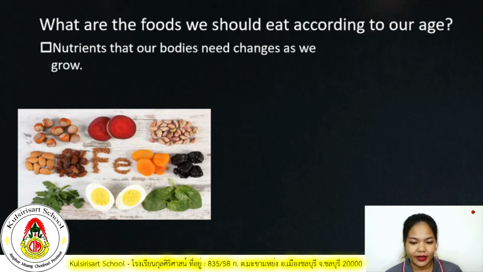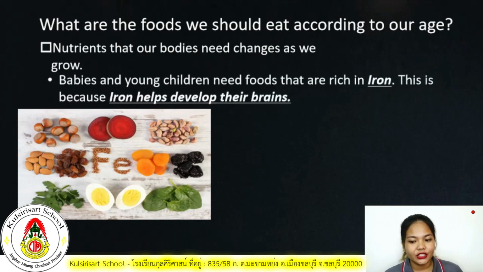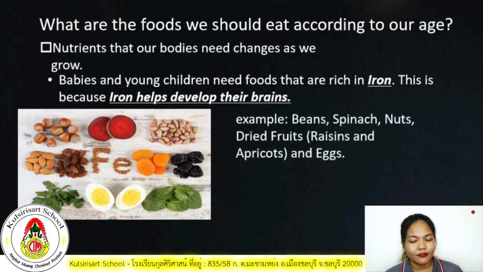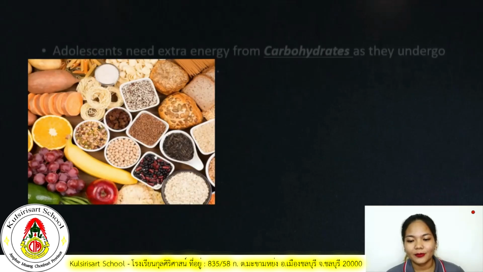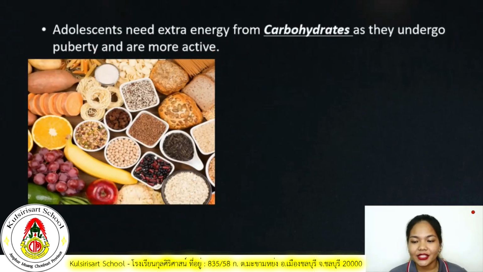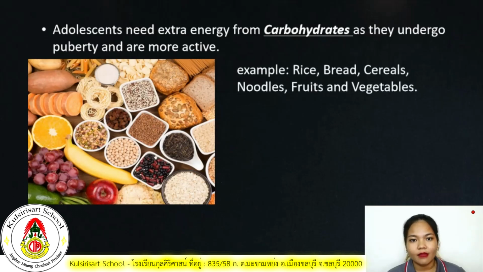This is a true statement. How? Babies and young children need foods that are rich in iron. This is because iron helps develop their brains. Iron can be found in foods just like beans, spinach, nuts, dried fruits, just like raisins and apricots, and eggs. Now the next one. Adolescents need extra energy from carbohydrates as they undergo puberty and are more active. Carbohydrates can be found in foods just like rice, bread, cereals, noodles, fruits, and vegetables.